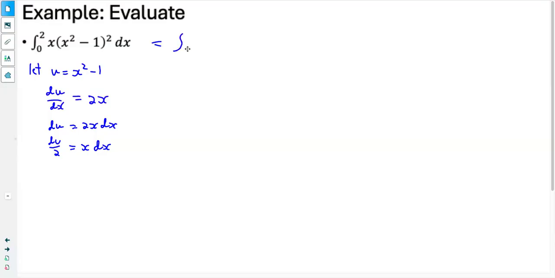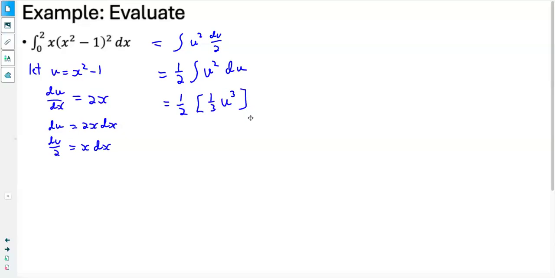So we have the integral of, this is replaced with u, so u squared, and dx gets replaced with du over 2, and I would factor that 1/2 out, so we've got 1/2 times the integral of u squared du. So this would be 1/2 times 1 over 3 u cubed.